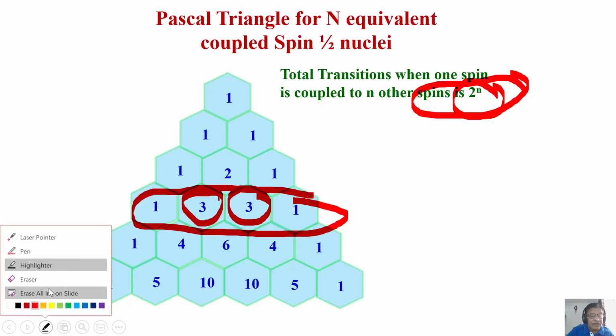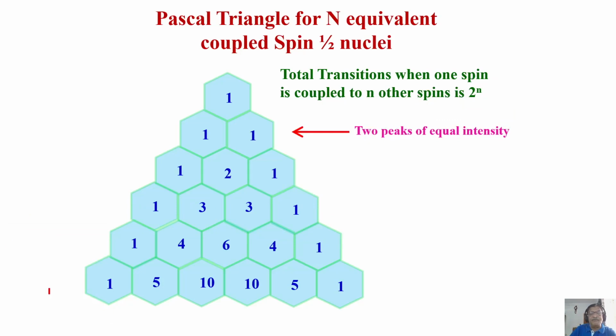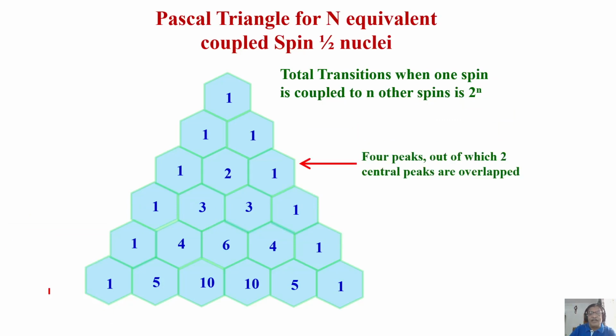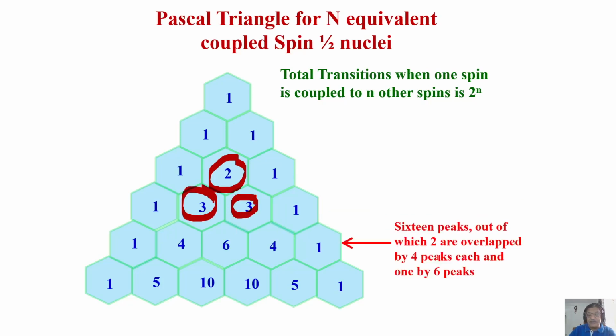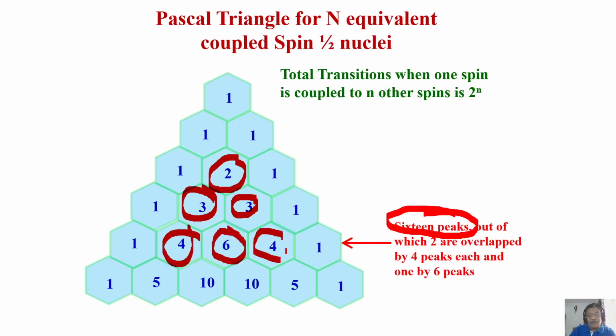So don't get confused. Now I'll understand this one. This gives you 2 peaks of equal intensity. This has 4 peaks, out of which 2 are overlapped. This gives you 8 peaks. This is 3, these 3 are overlapped. And what about this one? This will give you 16 peaks. Remember, this will give rise to 16 peaks, and out of which 4 peaks of this are overlapped, 6 are overlapped, and 4 of these are overlapped. In reality, it has 16 peaks.